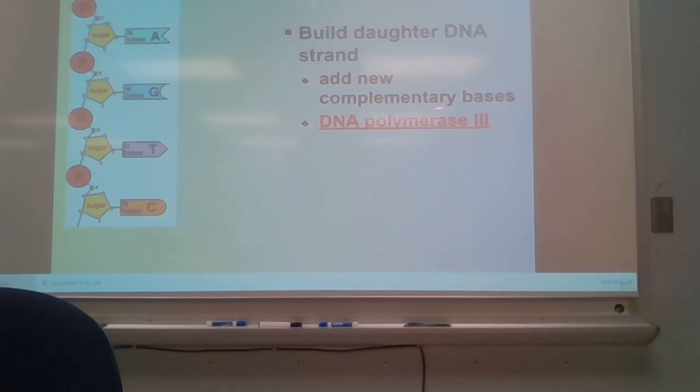There's actually multiple DNA polymerases that we've discovered, and they're numbered in order of their discovery. So the version that adds most of the bases in DNA replication is DNA polymerase 3.